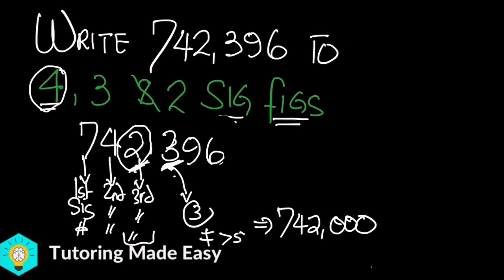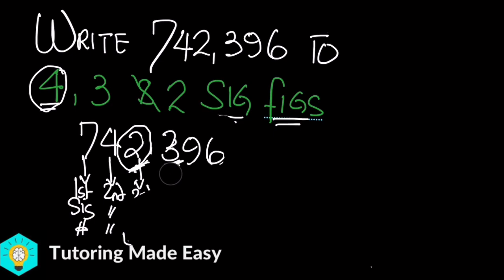So it's going to stay at 742, and then this becomes 1,000, because this number here is less than 5. I hope this helps. Then the next one is to convert this also to 2 significant figures.